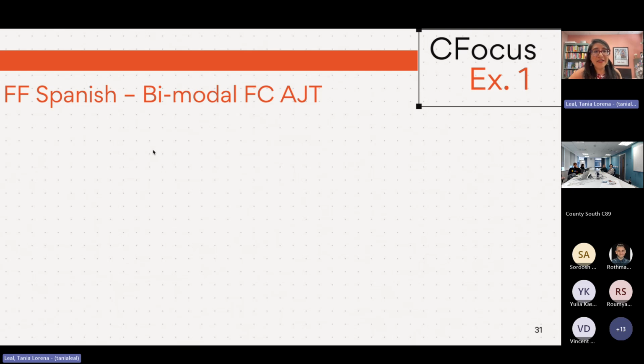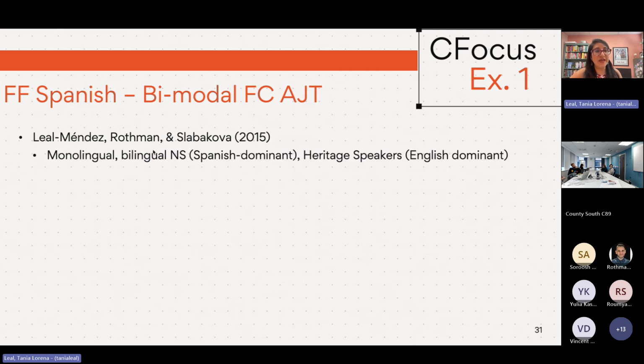So in Spanish, we used a bimodal forced choice acceptability judgment test. This is work also with Jason. In this case, we shifted the focus to heritage bilinguals, right? Because it had been proposed that many of these things affected just L2 speakers. So all the research up to this point has been with adult learners of a language, but now we're focused on heritage bilinguals.